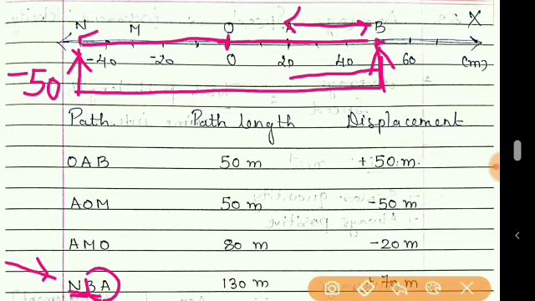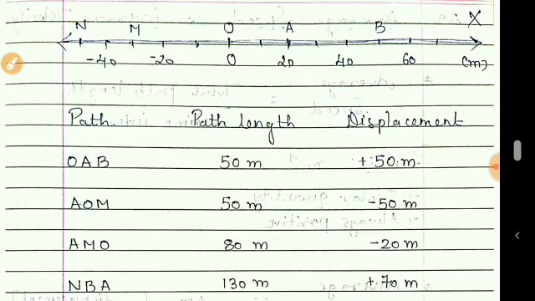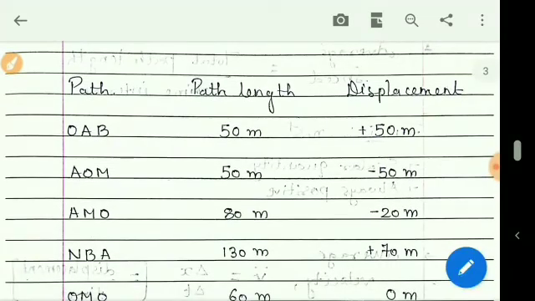So already from N to B it was 100, and from B to this point A it is 30. So total path length is 130. I have written here path length is 130 meter. Now let us check the displacement.